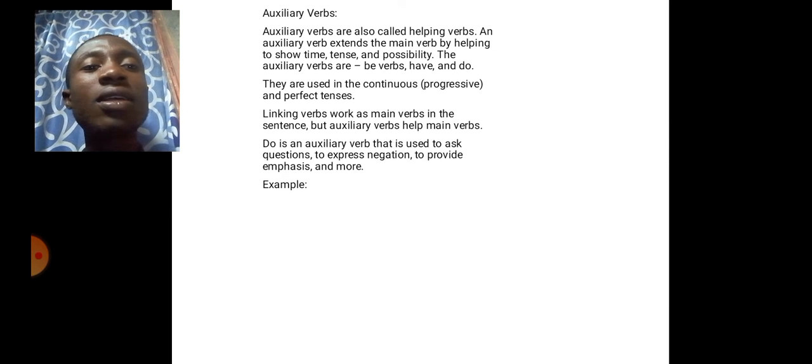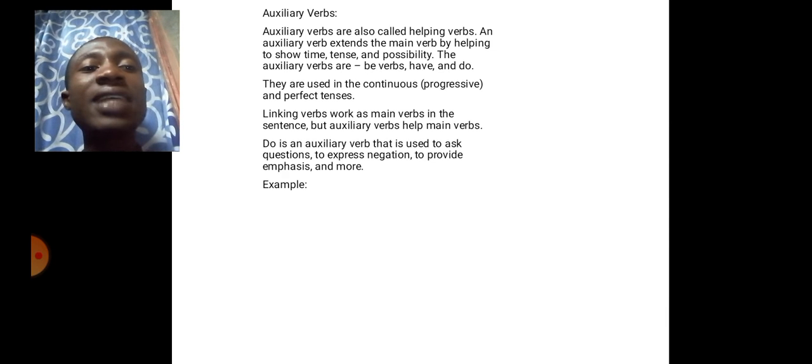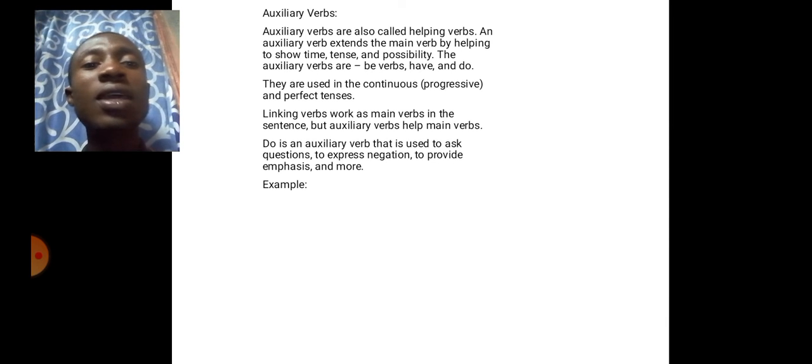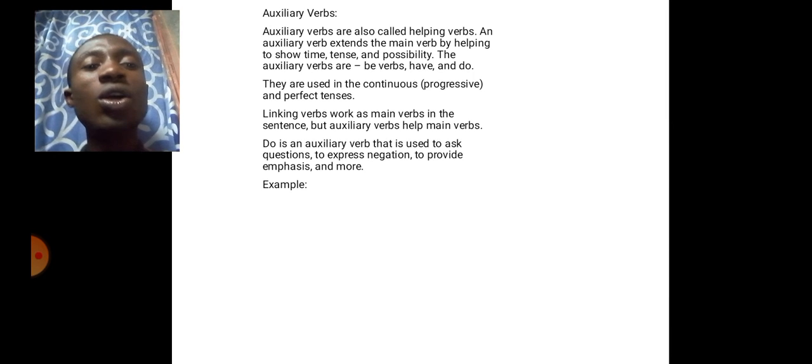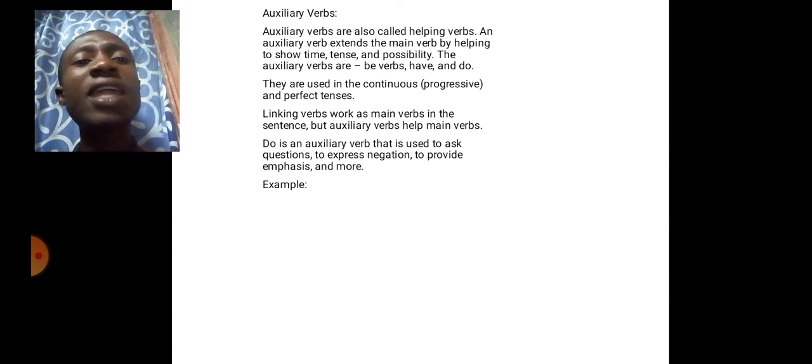Auxiliary verbs have to do with the verb be, the verb have and the verb do. They are also used to show perfect tenses in their progressive forms. They also act as linking verbs; they link the main verbs in a sentence. Auxiliary verbs help the main verb to do its work and actualize its meaning. Most times, they can also stand on their own to form a complete sentence.